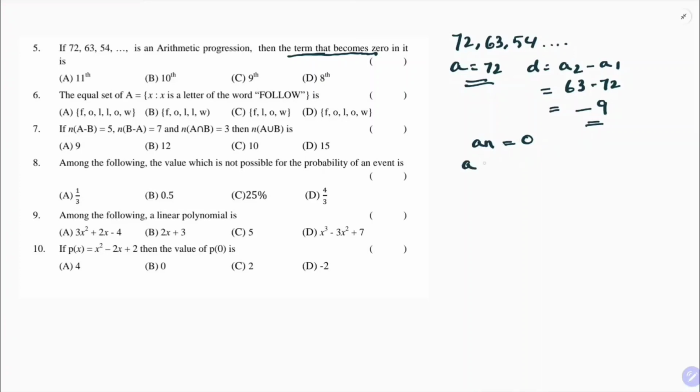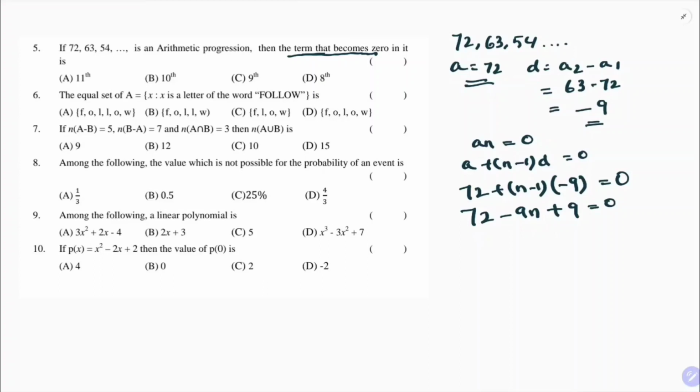So here the AN formula is A plus (N minus 1) times D equals 0. The A value is 72, plus (N minus 1) times D, which is minus 9, equals 0. So 72 minus 9N, minus of minus plus 9, equals 0. 72 plus 9 is 81, minus 9N equals 0. So 81 equals 9 times N, so N equals 81 by 9.